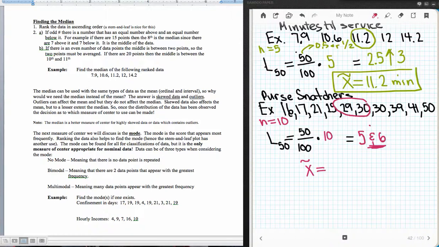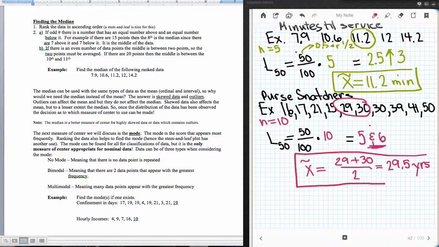So these two are going to get averaged. So we have 29 plus 30, and then we'll divide it by 2. And so this gives us 29.5, and those are in years because the purse snatcher's data was in years. So that will be our median for the purse snatcher data.